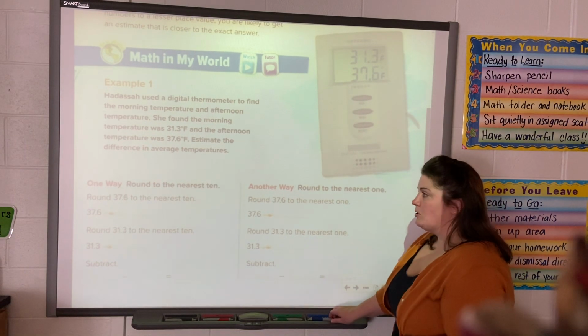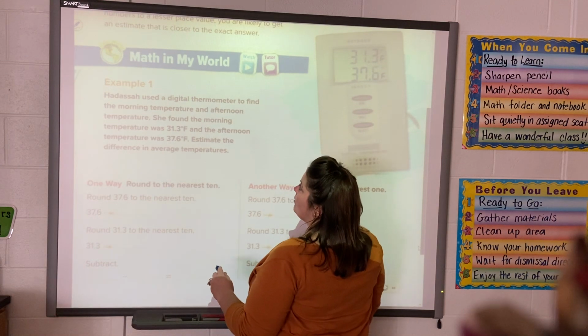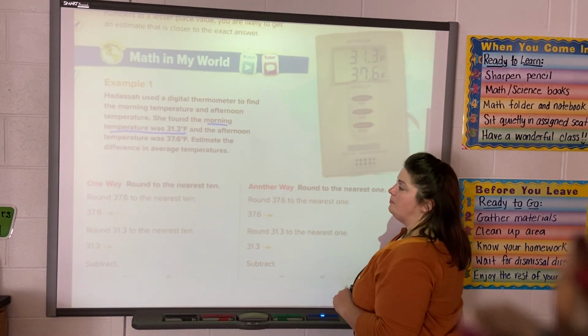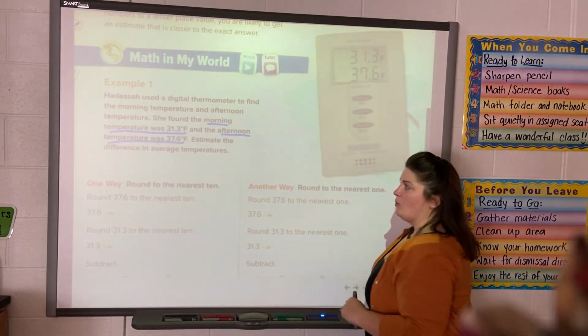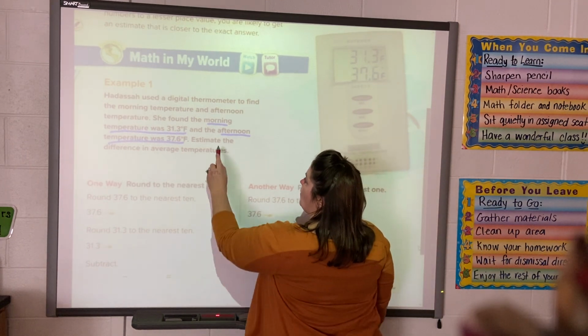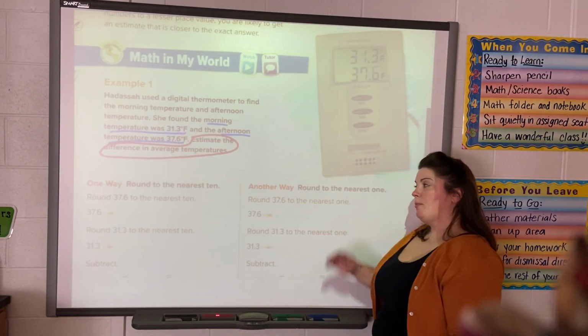So what do I know? Let's always practice those problem-solving skills. What facts do I know? The morning temperature was 31.3. The afternoon temperature was 37.6. What do I need to figure out? I want an estimate of the difference of those average temperatures.